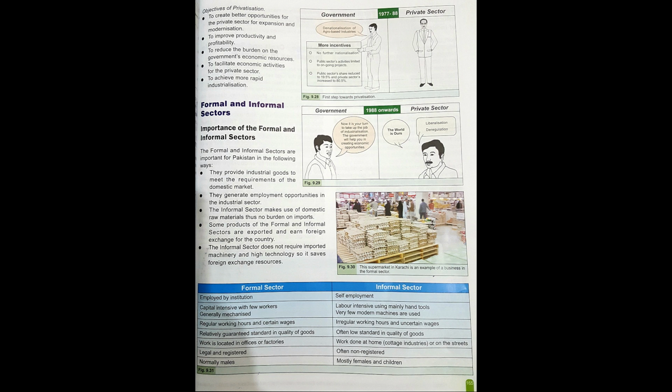Number three, the informal sector makes use of domestic raw materials, thus no burden on imports. The informal sector is cheap as it uses raw material. Raw material is provided by the Pakistan economy, the Pakistan domestic market. So there is no burden on imports. We do not need to import things in this sector.